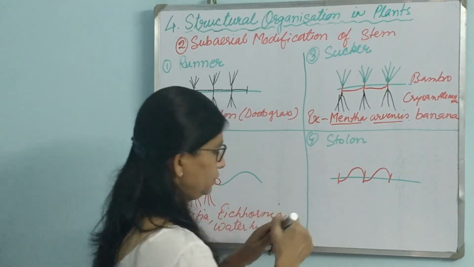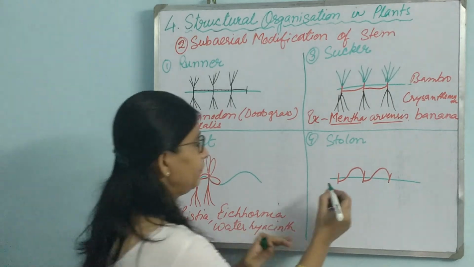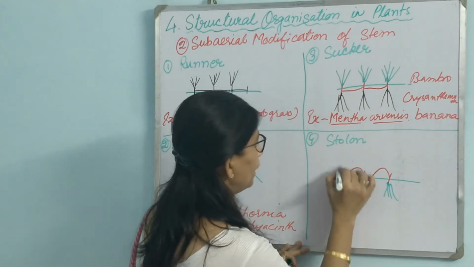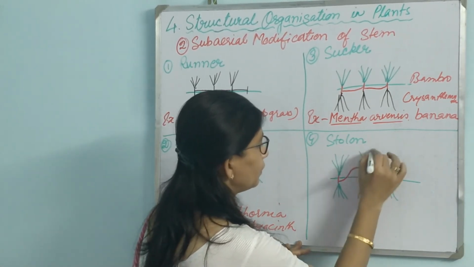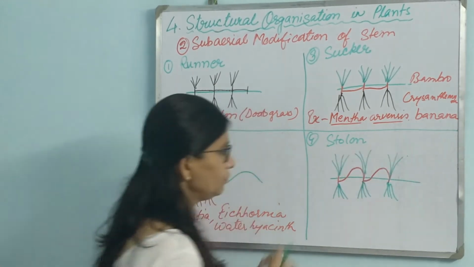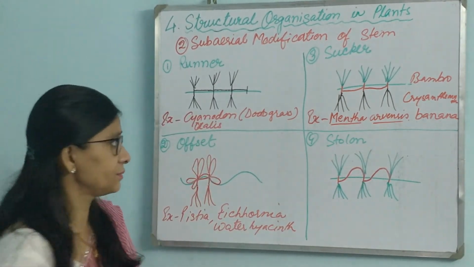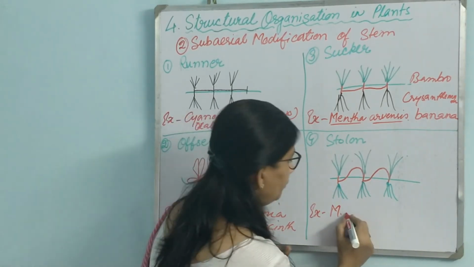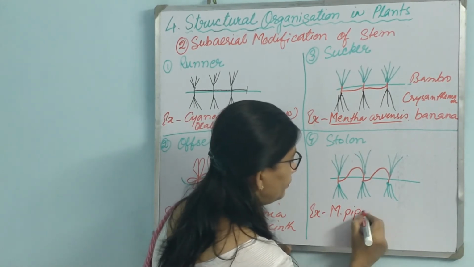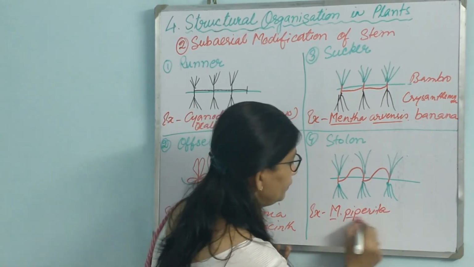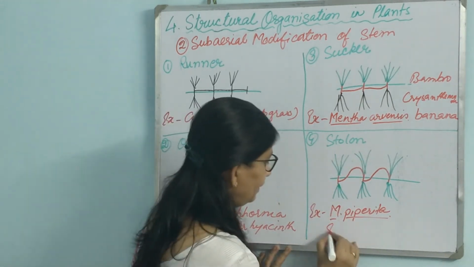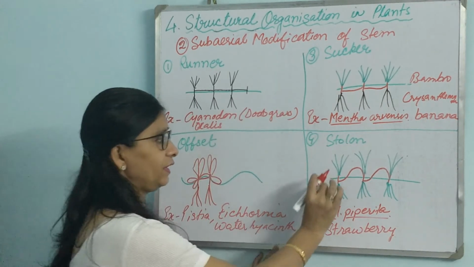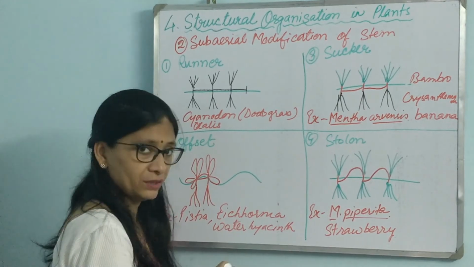This is stolon, so the part which goes inside will give rise to adventitious root, and the part which is outside will give rise to leaves and branch and all those things. So this is stolon. Now the example of stolon is, again, a different variety of mentha, that is mentha piperita. This is the peppermint kind. And a very common example is strawberry. So in strawberry we see distinct stolon, which is a roundish kind of connection between the two plants.